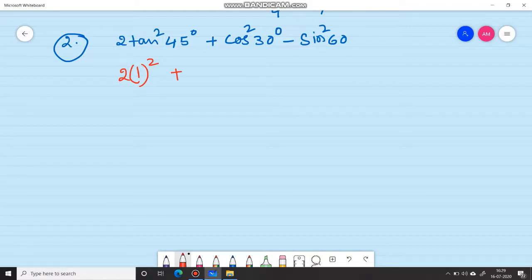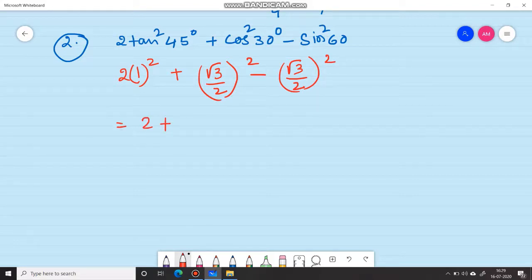Sin 30 is cos 60. Sin 30 is 1 by 2, isn't it? So cos 30 is nothing but root 3 by 2. So root 3 by 2 whole square. Minus, see, cos 30 is equal to sin 60. This is also equal to root 3 by 2 whole square. Now look here, you will get 2 plus, here root 3 by 2 whole square means how much? It is 3 by 4 minus 3 by 4. Children, you can simply cancel these two. You will get 2. So your final answer is 2.